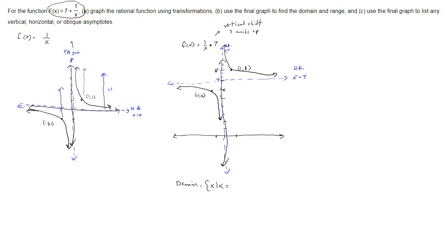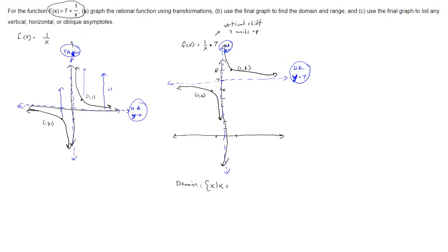Sorry guys, I switched it up. A horizontal asymptote has the equation y is equal to c. So this horizontal asymptote over here has the equation y equals 0. This vertical asymptote has the equation x is equal to 0. Similarly, this is x equals 0, and this is y is equal to 7. I apologize, it's early in the morning.